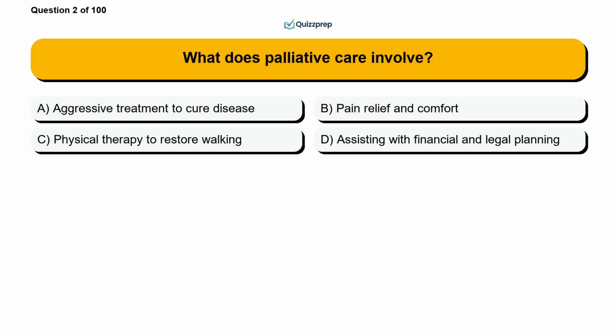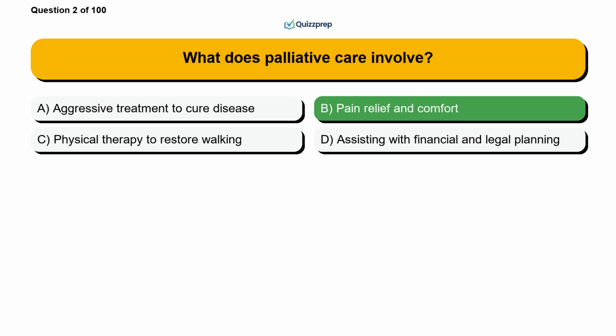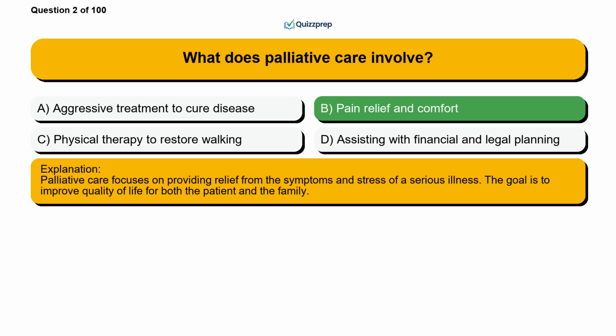Question 2. What does palliative care involve? Option A, aggressive treatment to cure disease. Option B, pain relief and comfort. Option C, physical therapy to restore walking. Option D, assisting with financial and legal planning. The correct answer is option B, pain relief and comfort. Palliative care focuses on providing relief from the symptoms and stress of a serious illness. The goal is to improve quality of life for both the patient and the family.